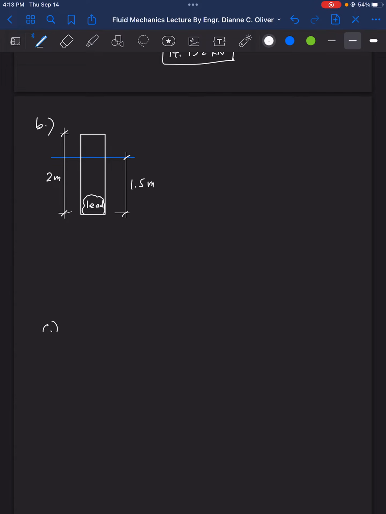So the forces present in this figure is the weight of the cylinder, that is W1, the weight of the lead, W2, and the buoyant force, only one buoyant force, that is buoyant force of the cylinder. Why only one buoyant force? Because the lead is inside the cylinder. The lead is not exposed to the liquid or the water. Therefore, the only body exposed to the water here is the cylinder. So only one buoyant force.